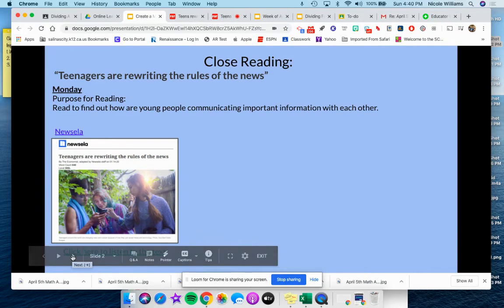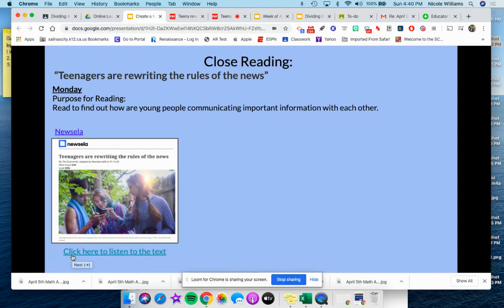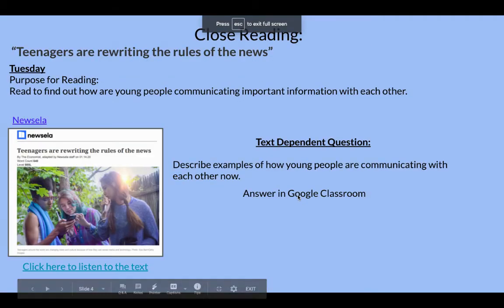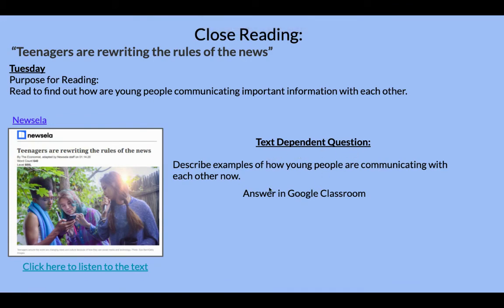So I recommend on Monday and Tuesday, you're listening to the text. Rereading the text, so maybe read it twice. Then you're going to write a RACE question. Here's your question. Read it with me. Describe examples of how young people are communicating with each other. And you'll find that on Google Classroom. It's due Friday, but you're going to want to get it done Tuesday or Wednesday.